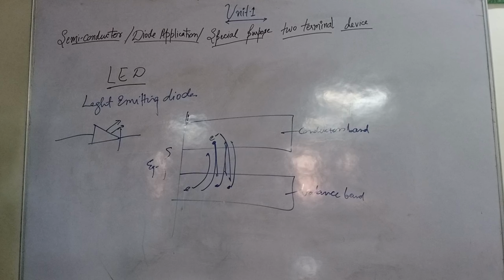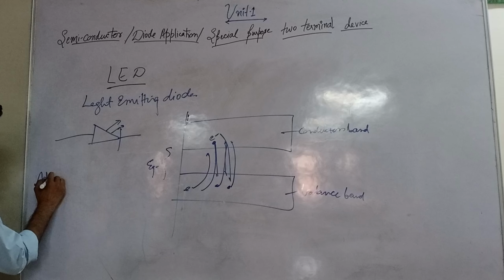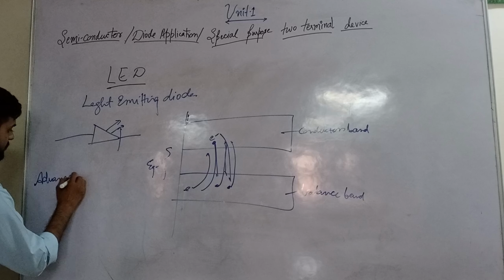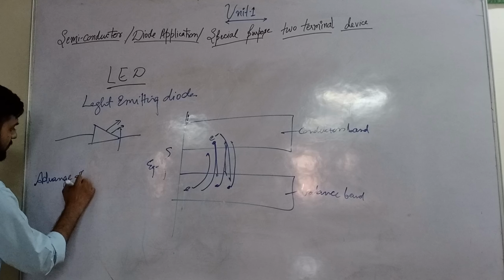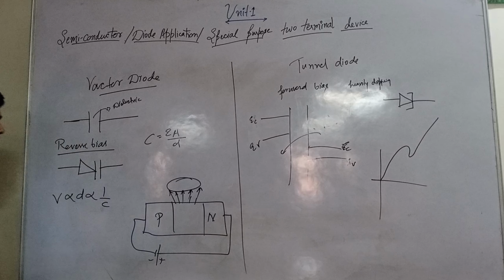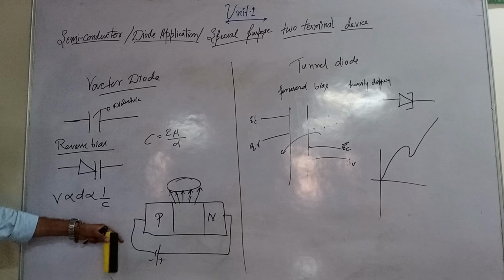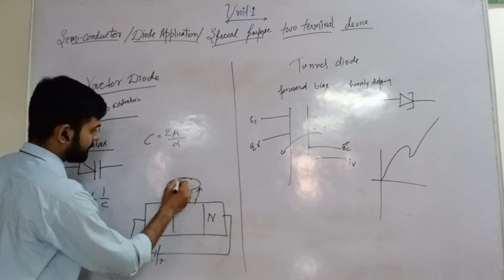The advantage of LED. Proceed to varactor diode and tunnel diode. Varactor diode works on reverse bias. What is reverse bias? If P is connected to negative and N is connected to positive, this is reverse bias, and in this there is a depletion layer.